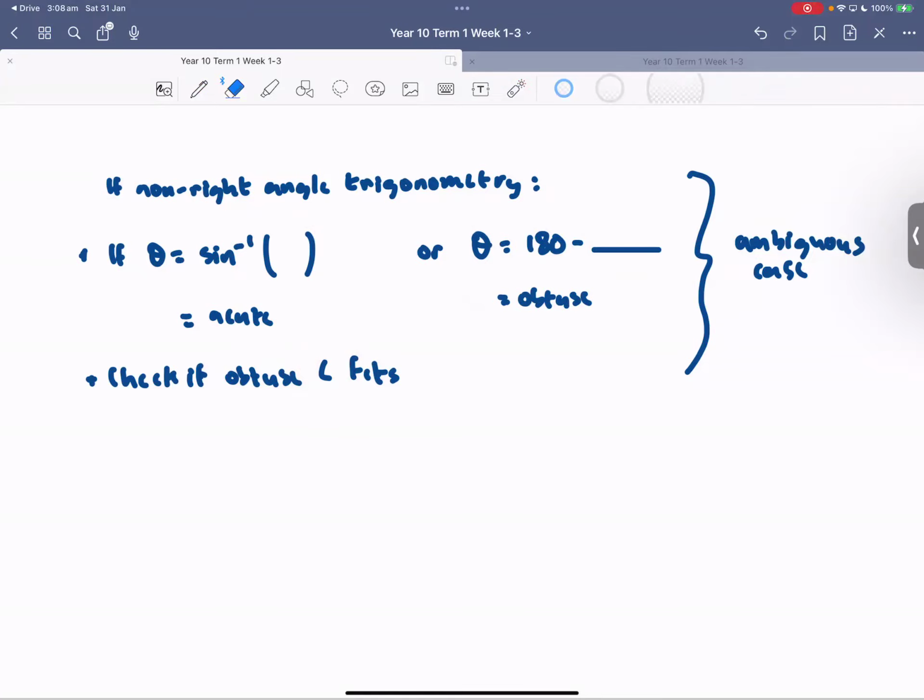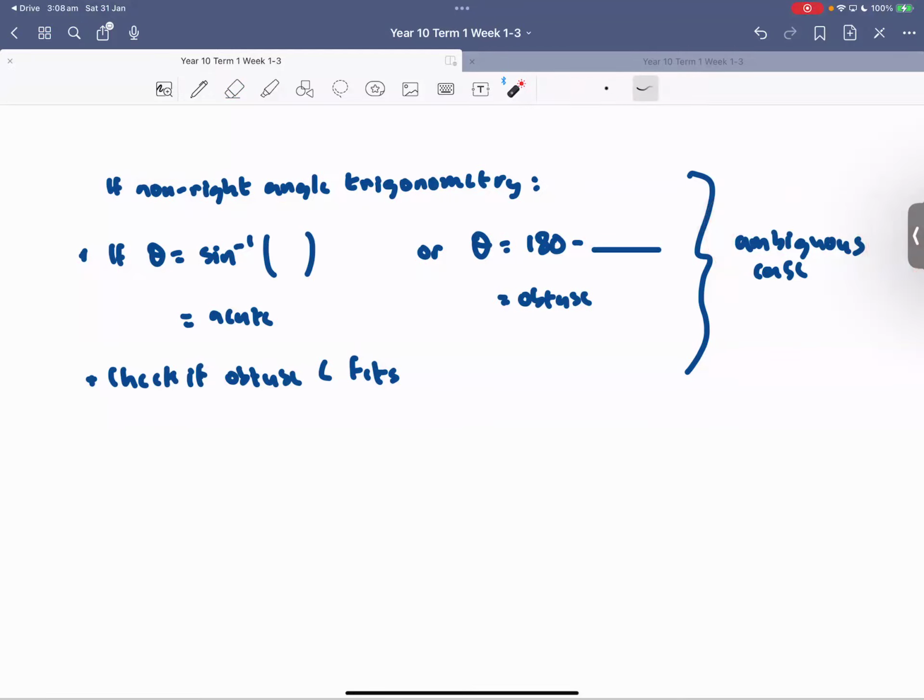All right, I've just given you a rule. I haven't explained to you how it works. And the rule that I've given you is that if you're doing non-right angle trigonometry, and you ever do inverse sine, not inverse cos, not inverse tan, your answer is whatever your calculator gives you and 180 minus that. But then you have to check if the obtuse one fits. And that's specifically called something. It's called the ambiguous case.